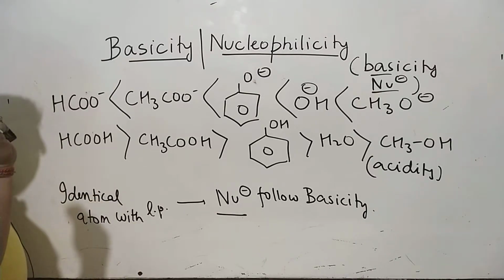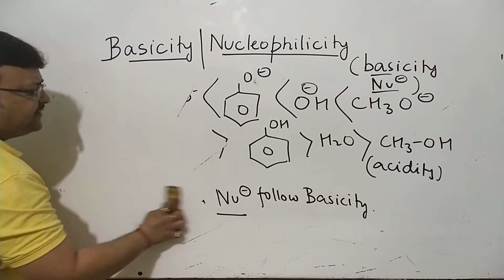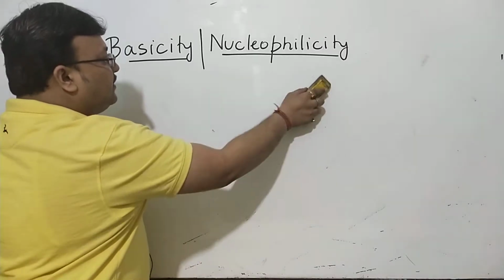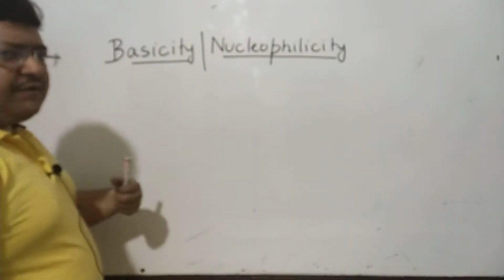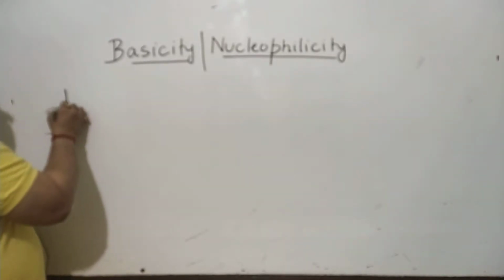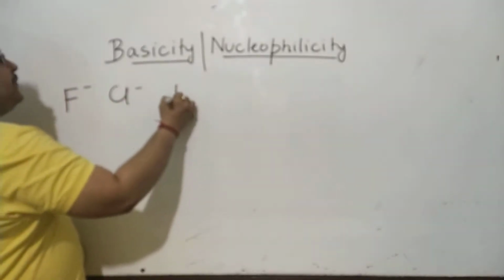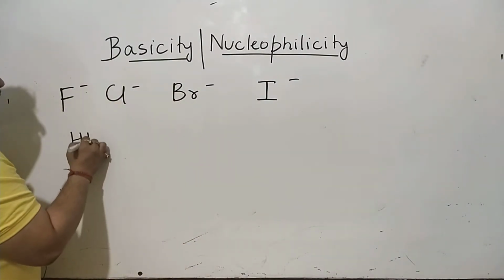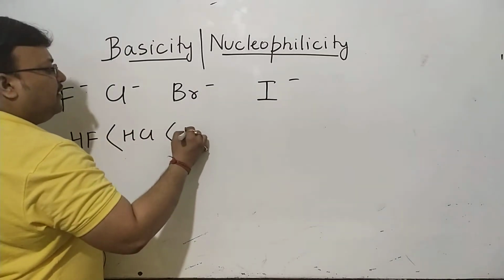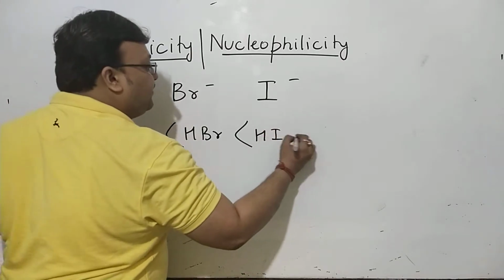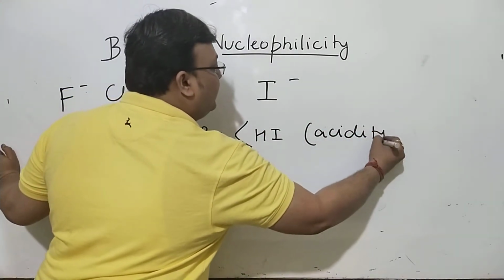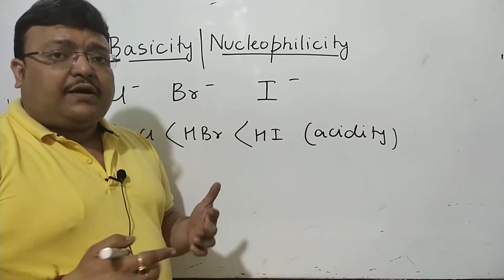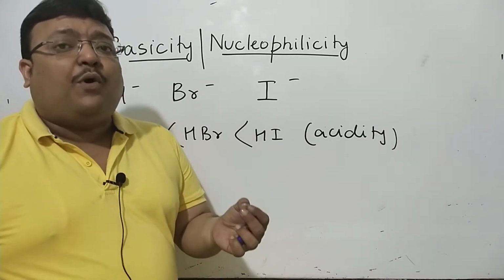And yet again, when I write the next set of species, it will be easy to identify. Suppose I talk about F minus, Cl minus, Br minus, I minus. Any day, HF less than HCl less than HBr less than HI is the order of acidity. Down the group, size increases, bond length increases, bond energy decreases.